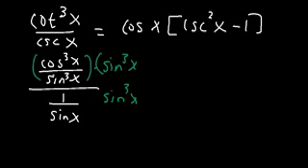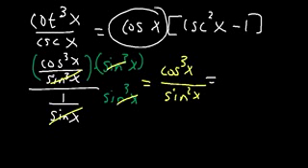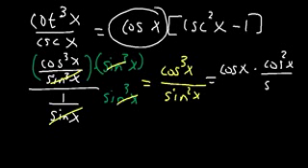So cosine cubed over sine cubed times sine cubed, these cancel. And so we get just cosine cubed. And only one of these cancels, so we get sine squared. Now, what I'm going to do is separate one of the cosines, because I see a cosine on the outside here. So I'm going to have cosine x times cosine squared over sine squared.